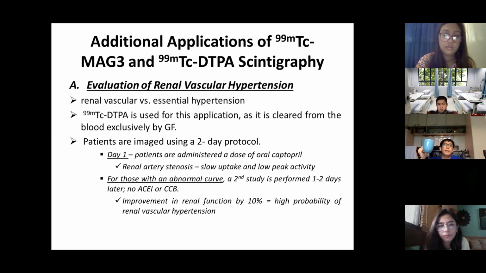No ACE inhibitor or CCB. Improvement in renal function by 10% has a high probability of renal vascular hypertension.